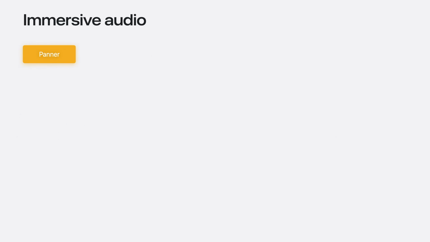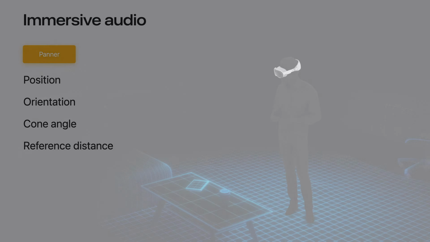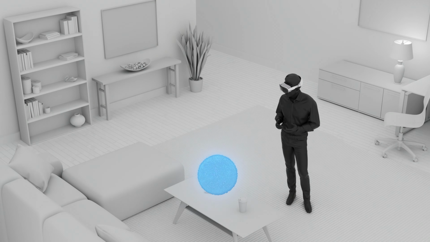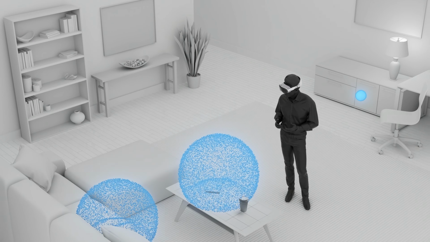And the specific effect, or node, that gives you the ability to spatialize audio is called the panner node. It lets you control properties like the position, orientation, cone angle, and reference distance of the audio that you're sending through it. Using panner node, along with a range of sources, lets you position them in space or even move them around dynamically to create the perfect soundscape for whatever you're doing in your experience.